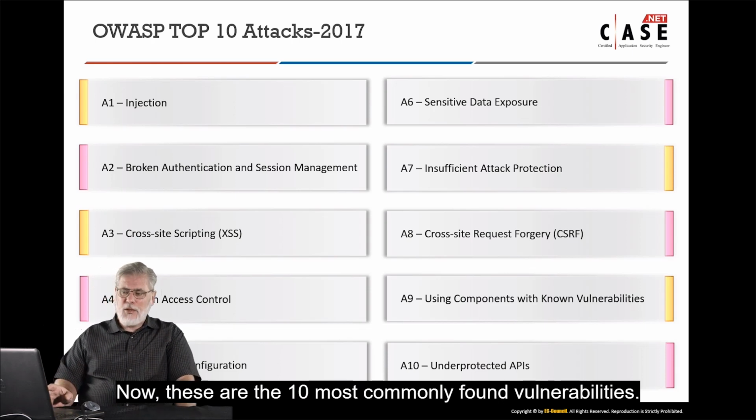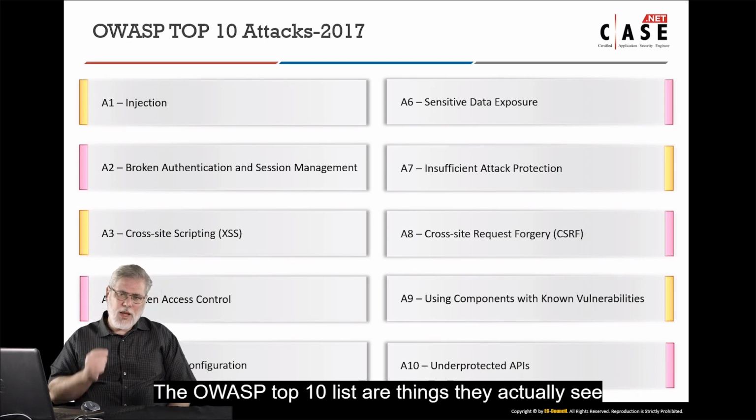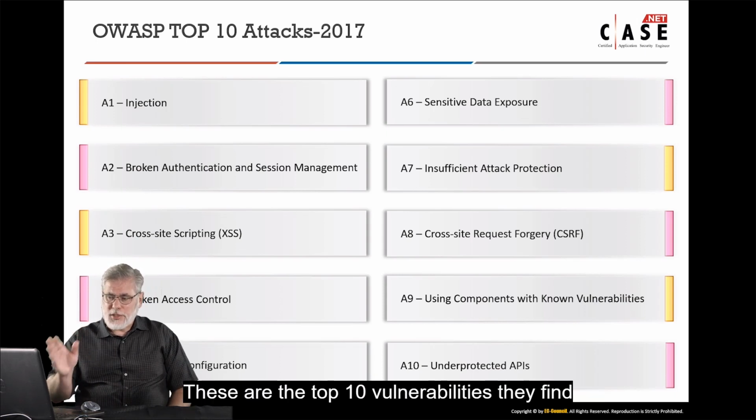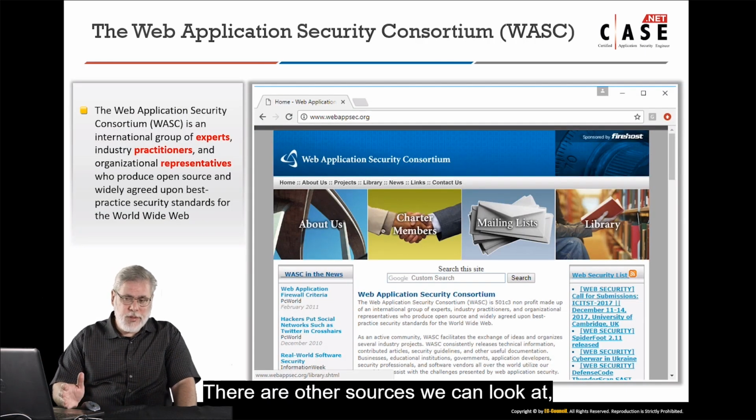Now, these are the 10 most commonly found vulnerabilities. It's important you understand this distinction. The OWASP top 10 list are things they actually see in the real world. These are the top 10 vulnerabilities they find in real websites. There are other sources we can look at.